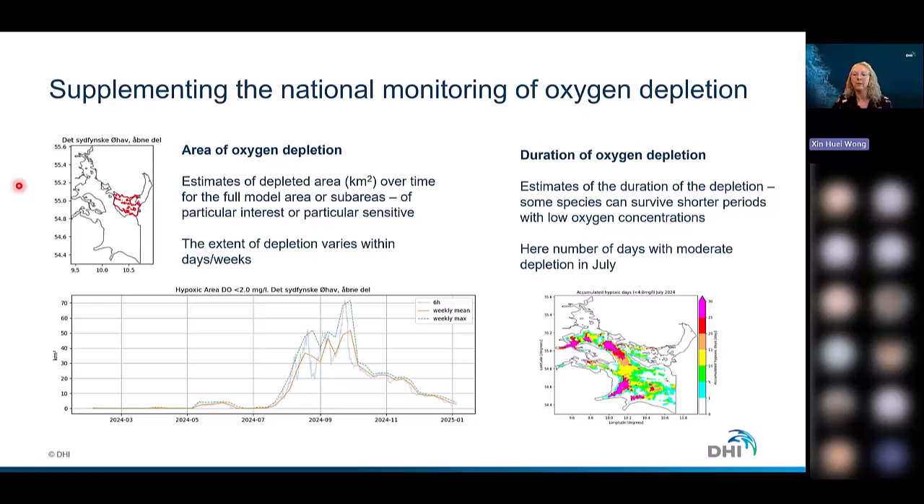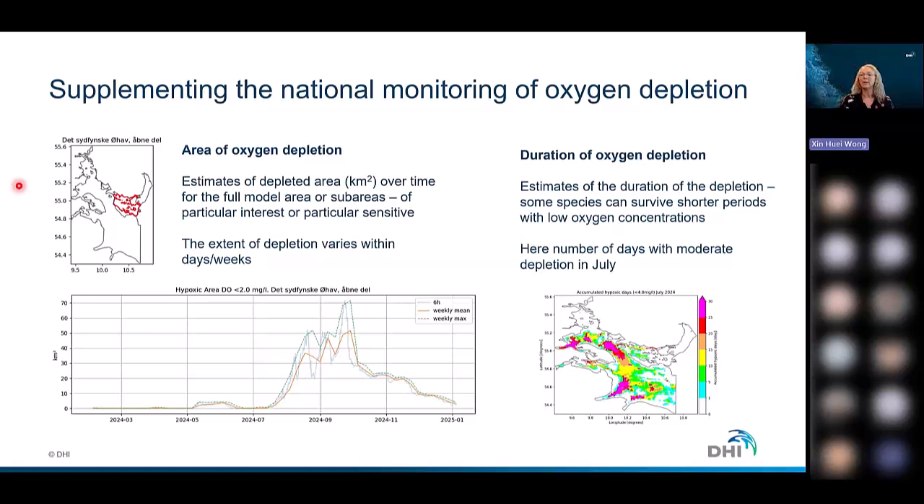Finally, it might also be relevant to discuss the duration of oxygen depletion events, since some species are able to survive shorter periods of low or no oxygen. Here an example is given on a bit longer time scale, showing the number of days with moderate oxygen depletion in July 2024, indicating the persistence of the phenomenon. So that was a couple of cases of what we've been suggesting to the authorities on how they can work with these model data, and the fact that we have a much higher spatial and temporal resolution of the information.